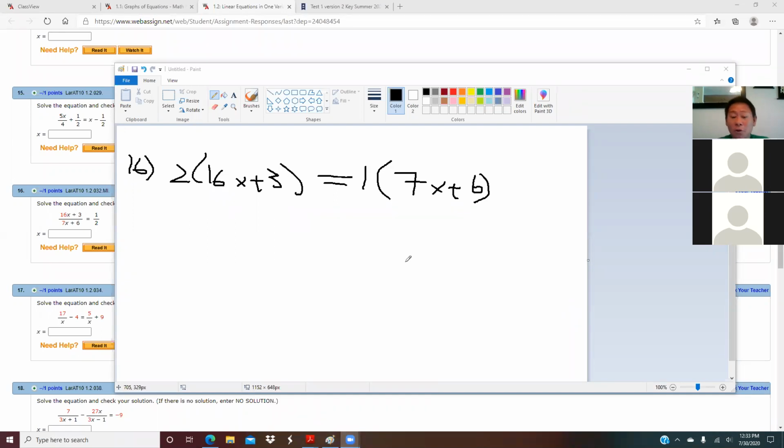All right, so I'm going to go through this. A lot of students get confused here. Some of you say it's contradiction. Some of you say it's 0, but the majority of you say it's 0. Your answer is x equals 0.